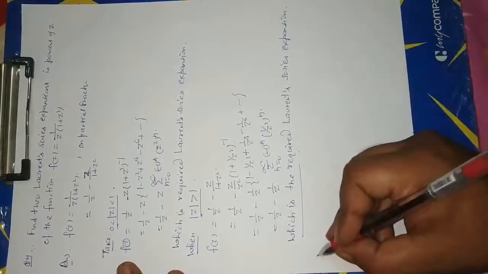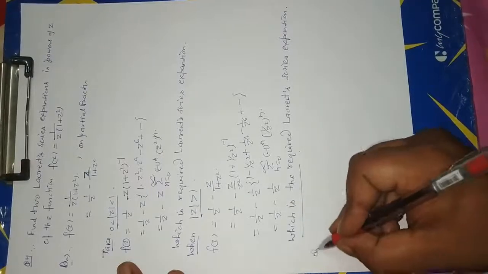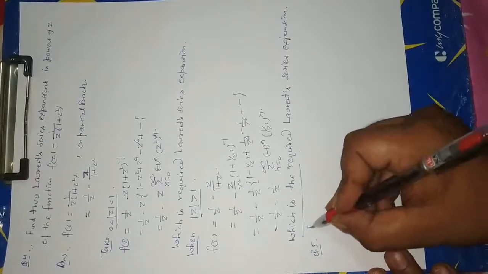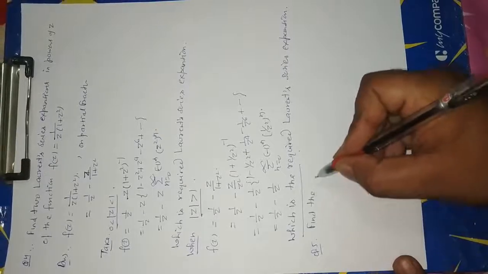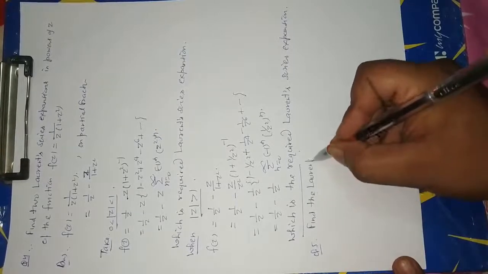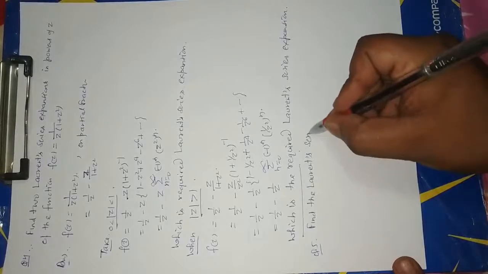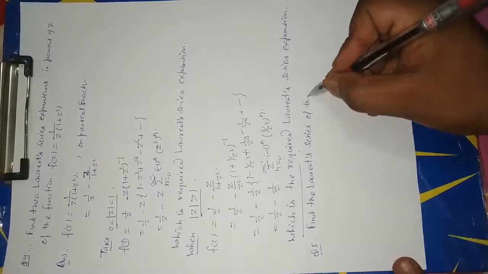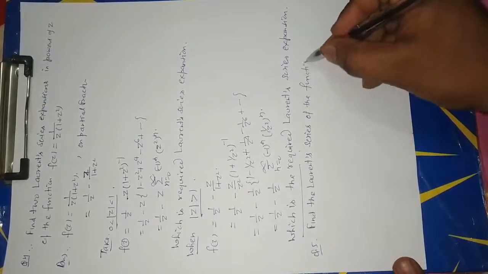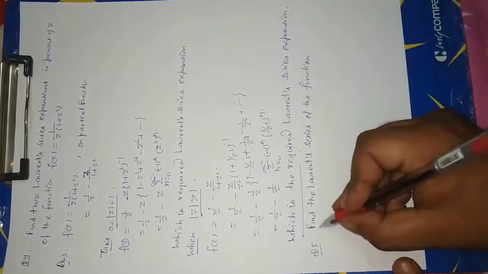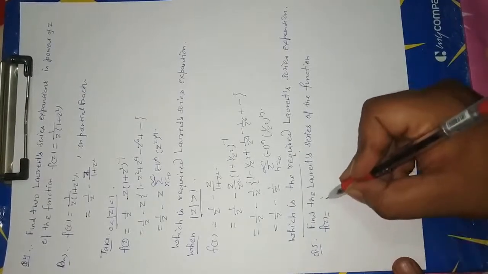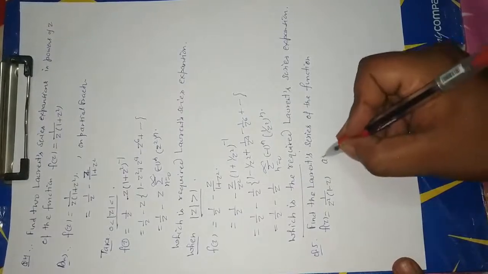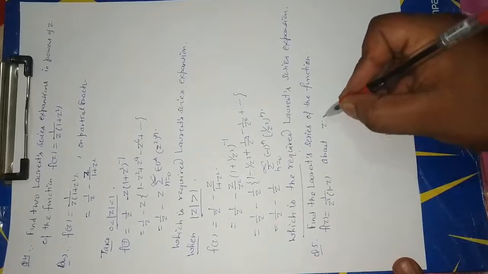Okay. Now next question number 5. Find the Laurent series of the function f(z) equal 1 upon z square into 1 minus z about z is equal to 0.